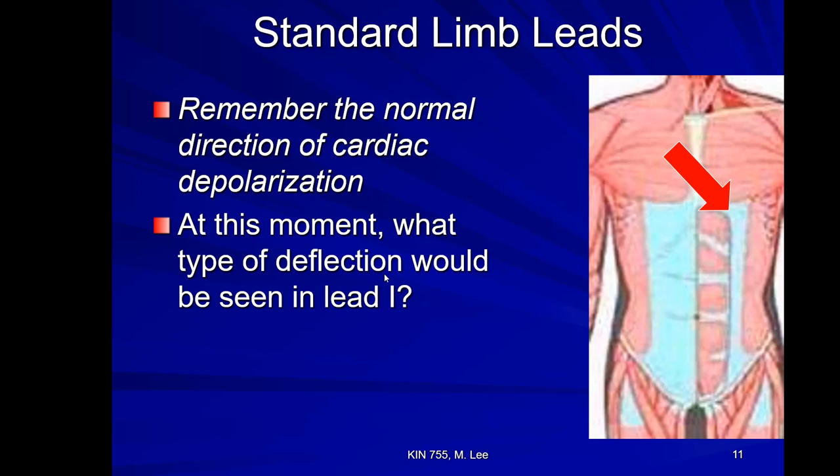Just looking at this moment in time, what type of deflection would be seen in lead 1? Remember, lead 1, the positive electrode is here, negative here. This arrow is going more towards the positive than the negative, so we would get an upward deflection in lead 1. What about lead 2? Positive was here, negative here. You're going to get a very big upward deflection. Lead 3, positive here, negative here. Still, it's going more towards the positive end as opposed to the negative end, so you're still going to get an upward deflection. Out of those 3, which one would be the biggest upward deflection? It would definitely be lead 2 because it's the most in line with that lead.